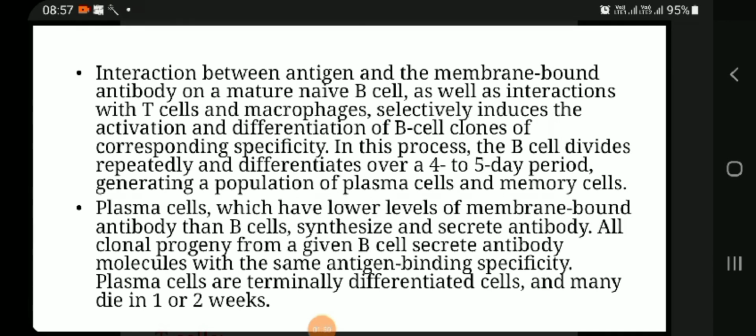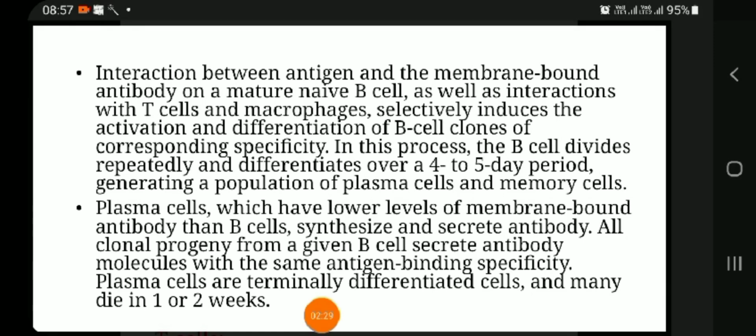Plasma cells, which have lower levels of membrane-bound antibody than B cells, synthesize and secrete the antibody. Our main focus to kill any kind of antigen is to produce antibody, the molecule that kills the antigen. So the B cells should be differentiated into plasma cells, the cells that produce or secrete the main antigen-killing molecule called antibody.